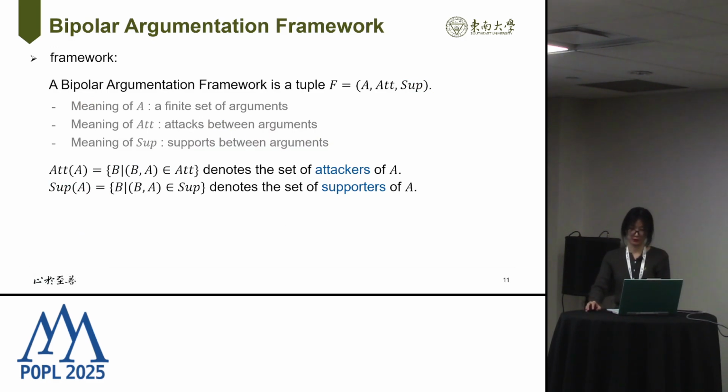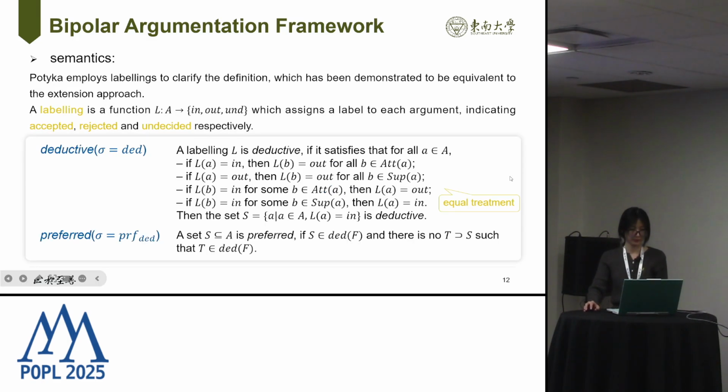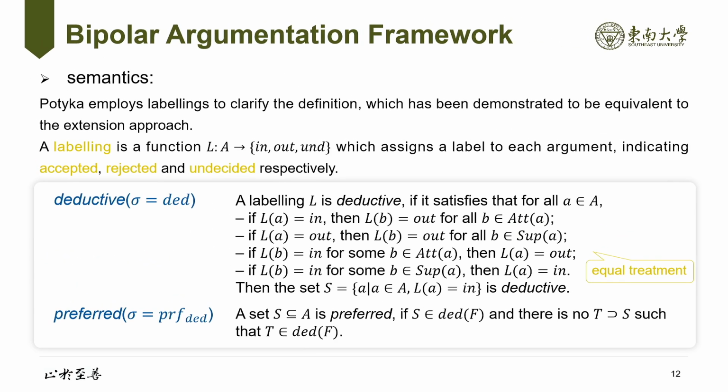Then the bipolar argumentation framework is proposed to include the support relations. To achieve an equal treatment of the attacks and supports, we refer to the method proposed by Paul and Dung. It employs labelings to clarify the definition, which has been demonstrated to be equivalent to the extension approach. Labeling is a function which assigns a label to each argument, indicating accepted, rejected, and undecided respectively.